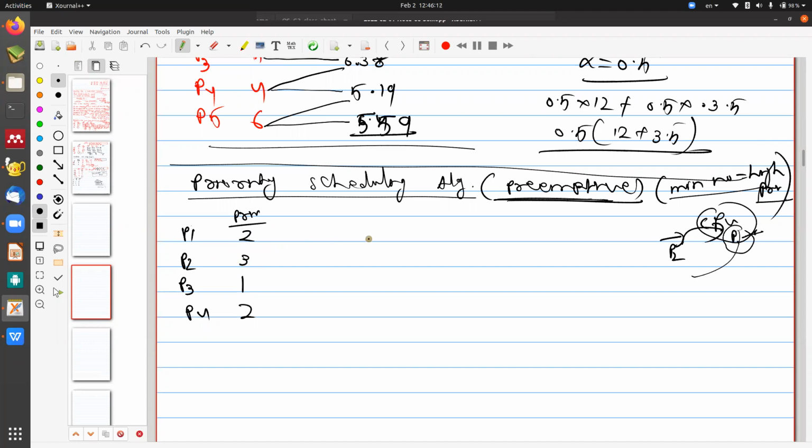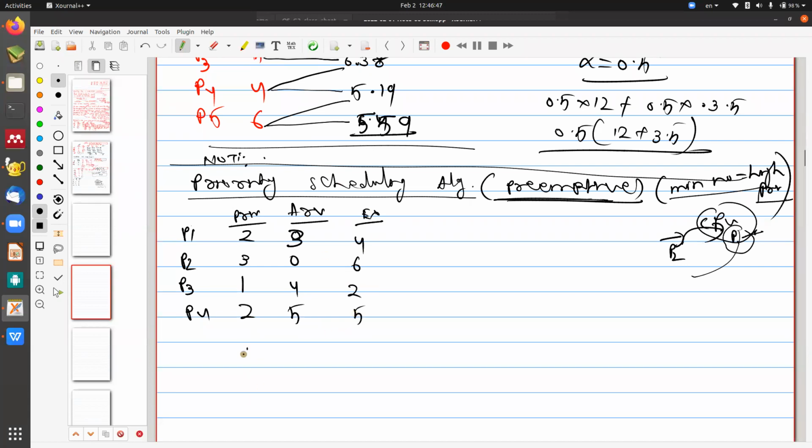If it is not mentioned in the question, on the top you write a note that I consider the minimum number as the highest priority, or the maximum number as the highest priority. You write it and answer it. There is no fixed convention. So the arrival times are 3, and let's take 0, then 4, then 5, and the execution times of these processes are 4, then 6, then 2, then 5.